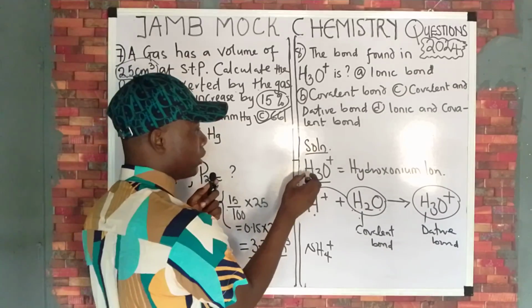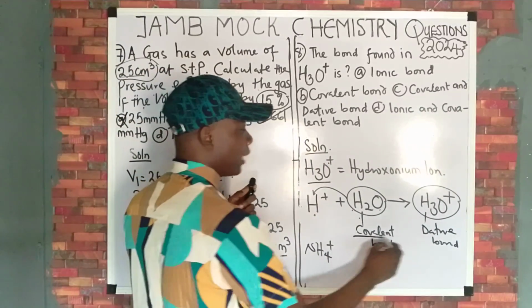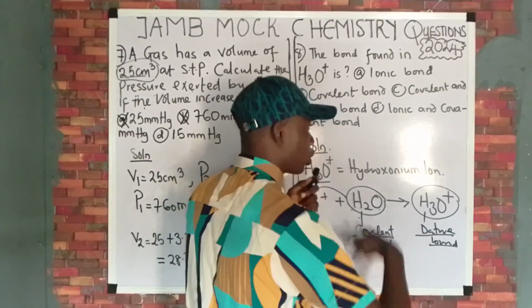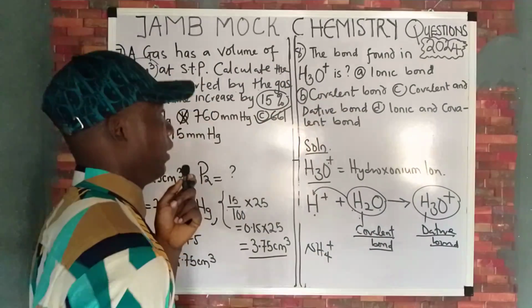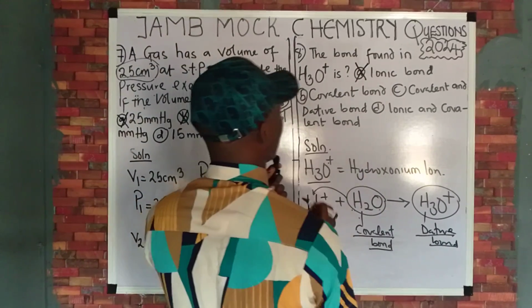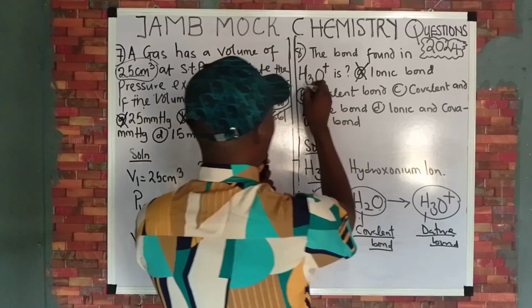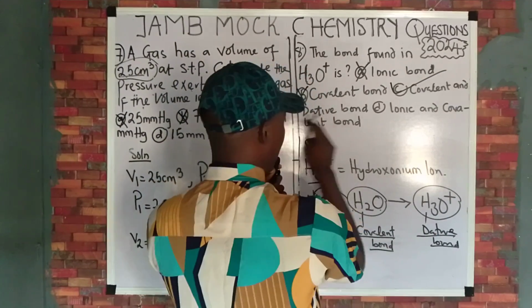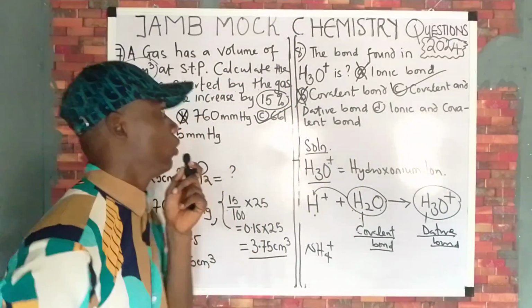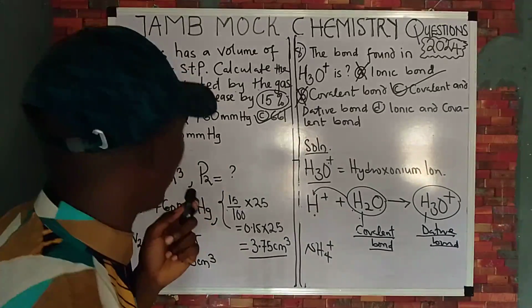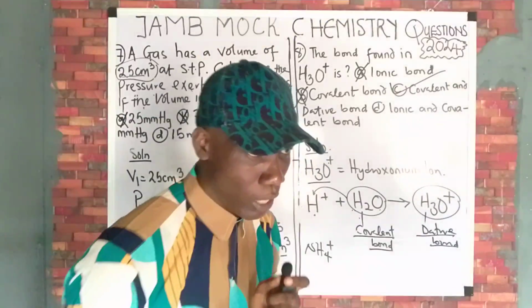Remember, the bond found in hydronium ion is covalent bond and dative bond. Dative bond is also called coordinate what? Covalent. So let us see our options. It is not ionic, it is not covalent bond alone, it is covalent and dative bond. So the answer to this question is what? C. Okay, we are going to take all the questions from here. Let's take other questions, please.